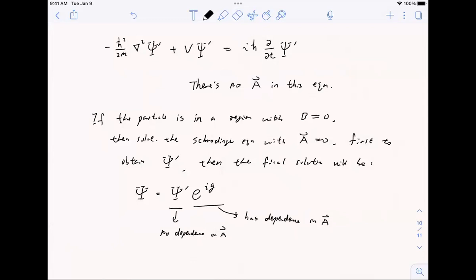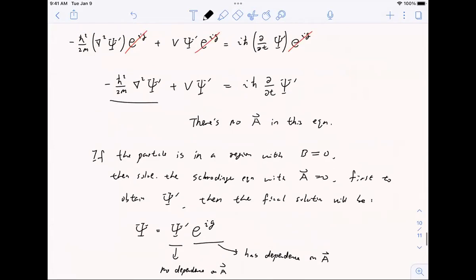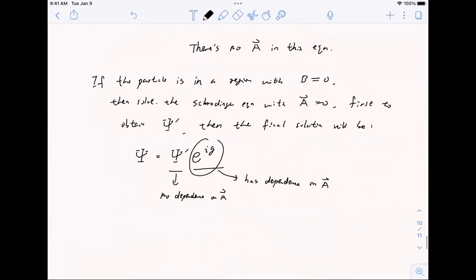Okay, so basically that is a kind of a technique to solve the Schrodinger equation on a region without magnetic field, but with A. Okay, without B field, but with A. So the way to do it is to use the property that curl of A is 0. You can define the G. Then you solve the Schrodinger equation without the A, and get this psi prime. And then you times this phase factor.